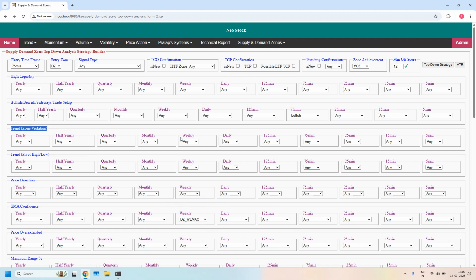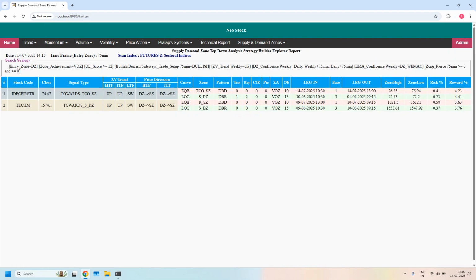At the same time, trend on the weekly should not be sideways. It should be uptrend because it is bullish. So we got two stocks. That way, these two 75 minutes demand zones might be having more high probability to get success. See, this is already tested.